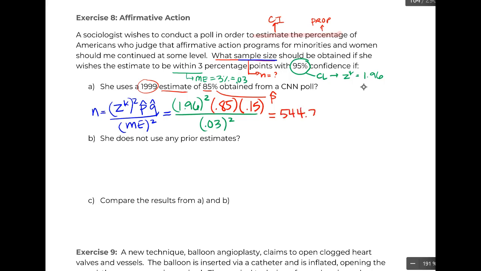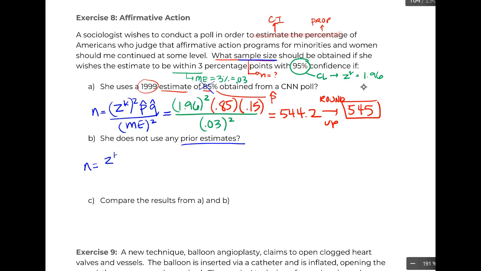And remember, for sample size, we always want to round up. So we're going to report out that we should sample 545 Americans rather than 544, even though 544 is closer. Okay, so the next question says, what if she doesn't use any prior estimates? So we're going to throw away this estimate of 85% from 1999 because it's super outdated anyways.